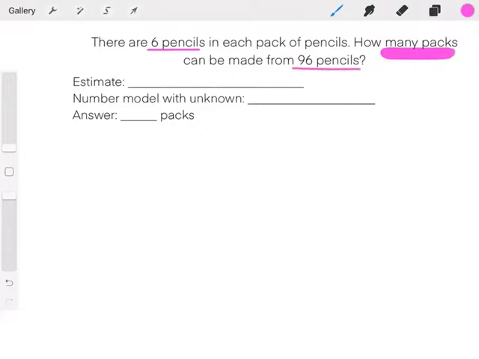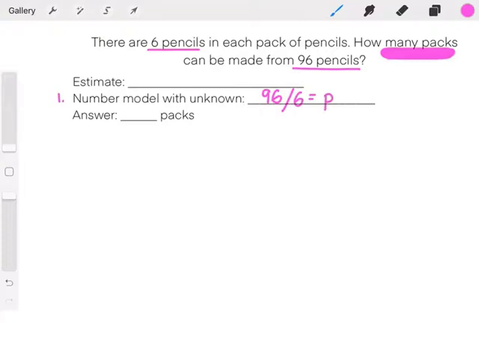for 96 pencils. So I'm first going to do the number model with unknowns because I feel that's easier to come up with. So we have 96 pencils, and we need to figure out how many groups of 6 we could make. So we need to divide. Gives us, I'm going to put a P for packs, our unknown value.